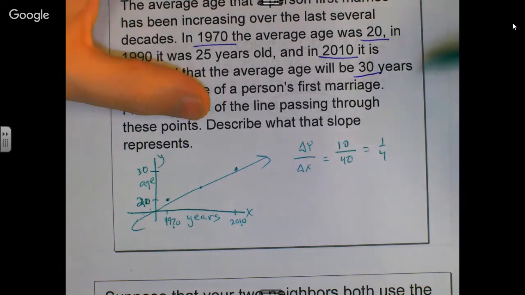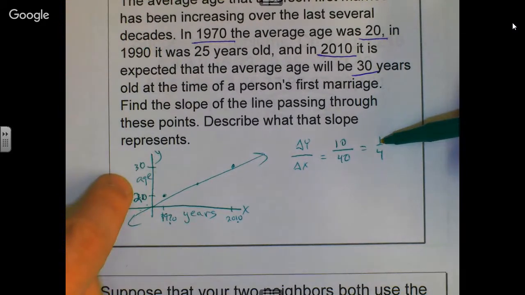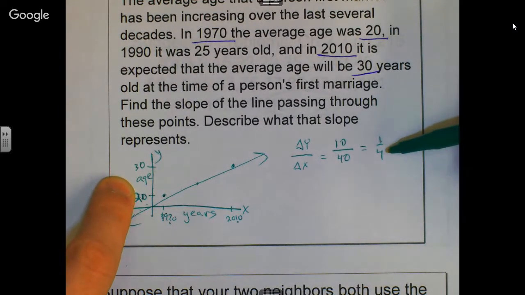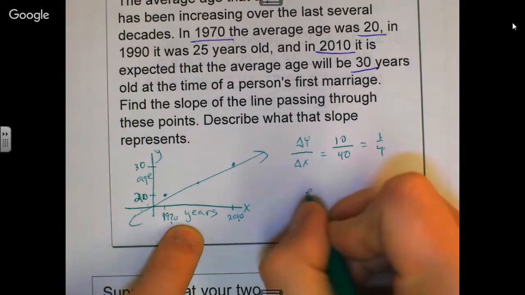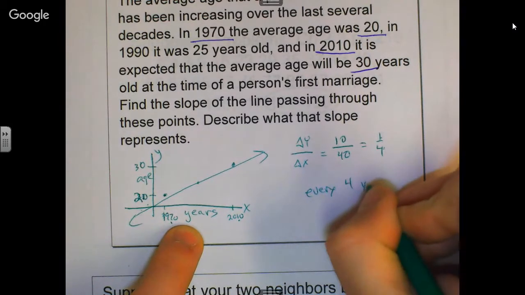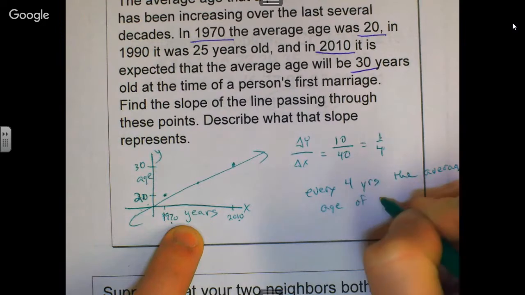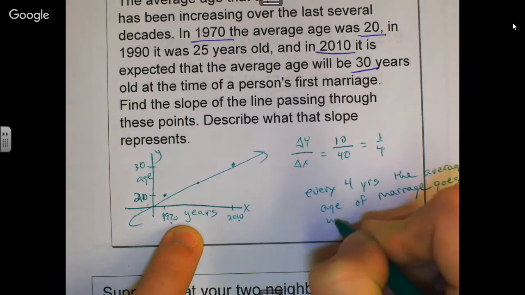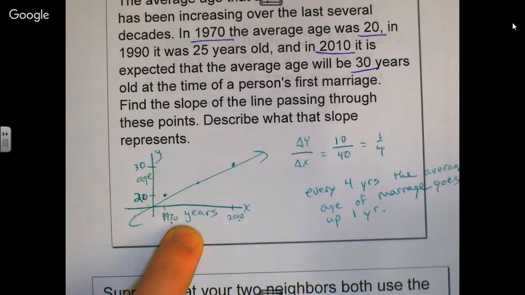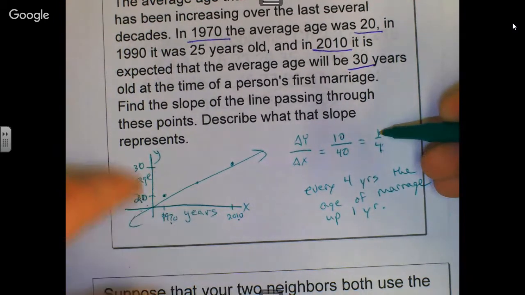But what does that mean? What is this 1/4 telling me? Well, that means 1 represents the age of marriage, and the 4 represents how many years of change. So every 4 years, the average age of marriage goes up 1 year. That's what it means. For every 4 calendar years, the average marriage age goes up 1 year.